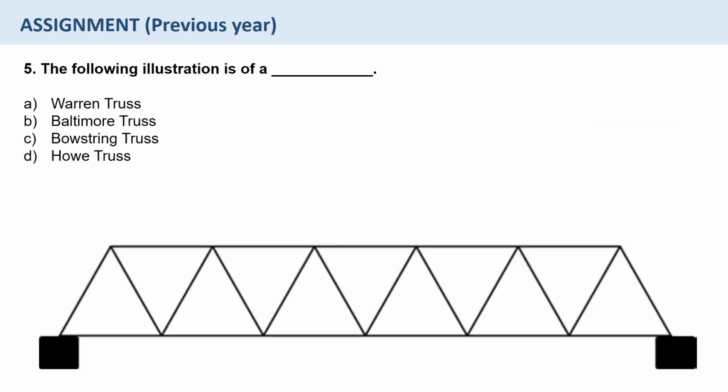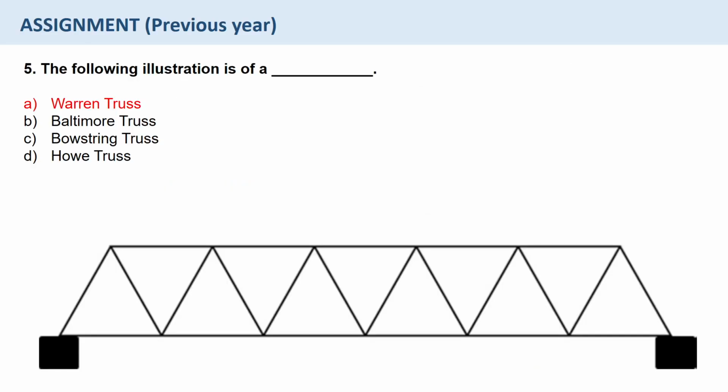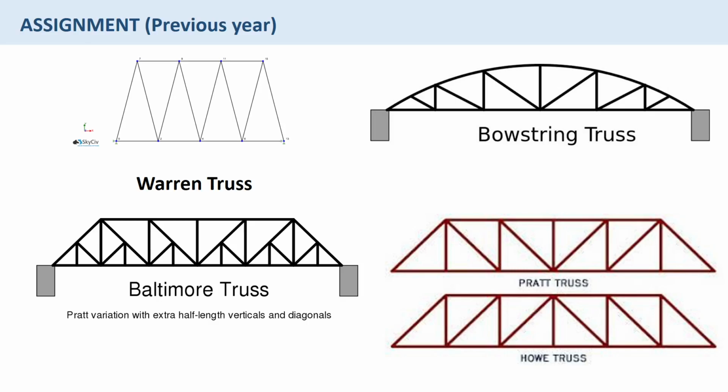And then bowstring truss, the upper part is curved and the lower part is straight, and then diagonal braces in between them. So coming back to the image again, we were supposed to identify what this truss is. So the answer is A, Warren truss, because it has equilateral triangles and it is equally distributed. Pratt truss has some vertical members. Warren truss does not have any vertical members.